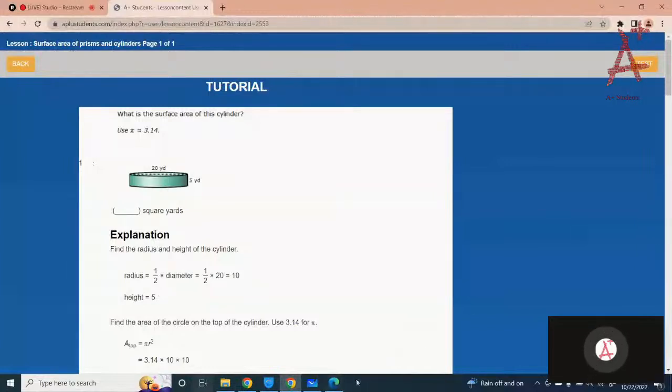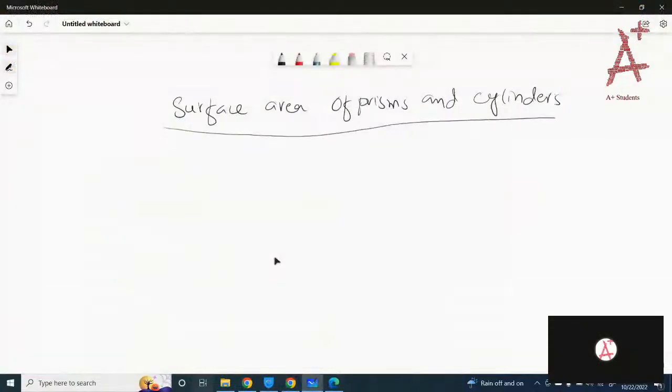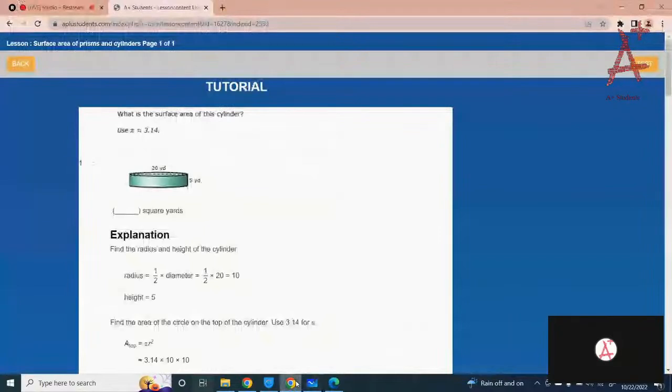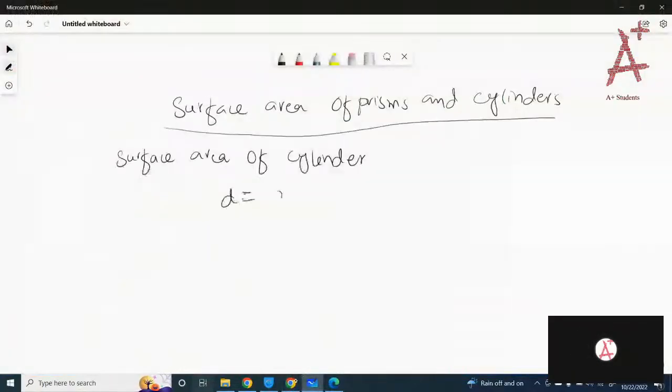You have to find the surface area of the cylinder, and you are given the diameter, which is 20 yards, and the height, which is 5 yards.